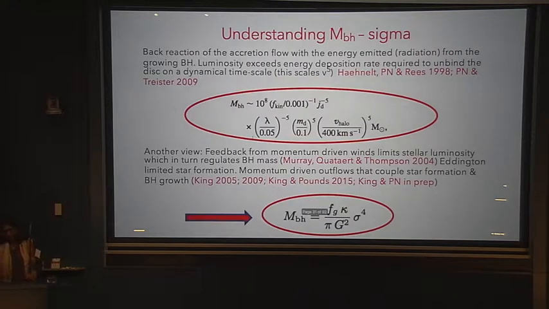And so any model that you develop is going to have to naturally account for that. So first, let's look at this M-sigma relation, which is the correlation between black hole mass and the velocity dispersion of the bulge.